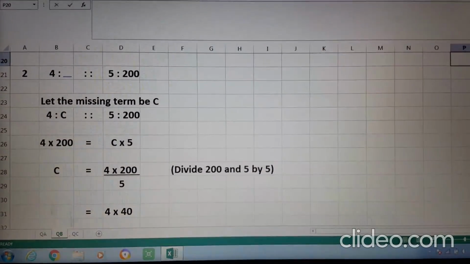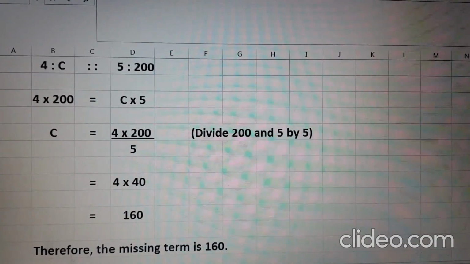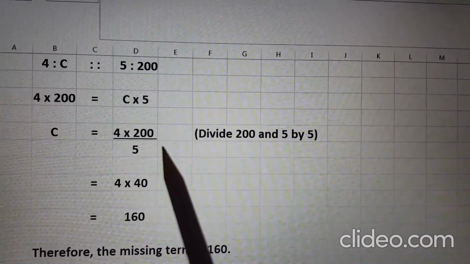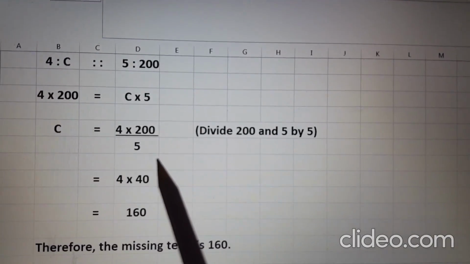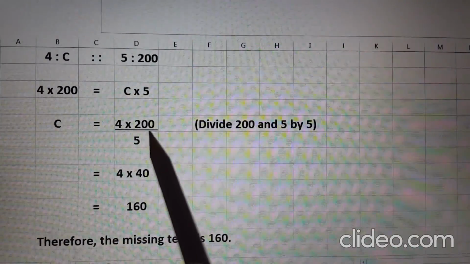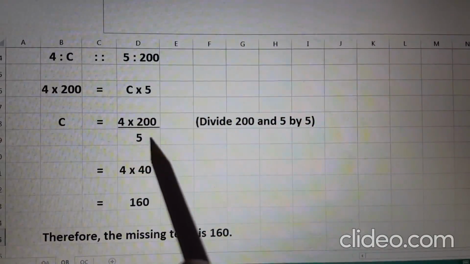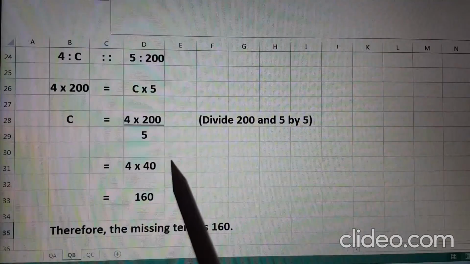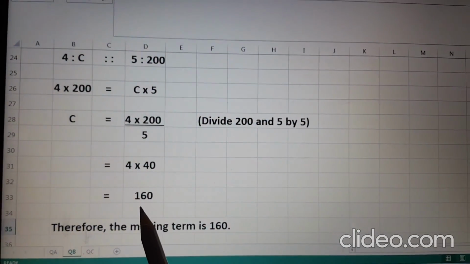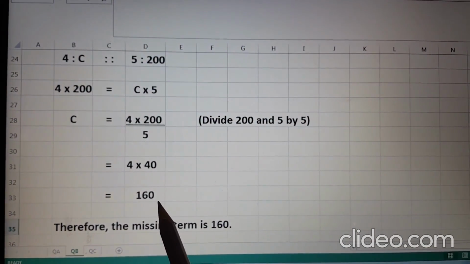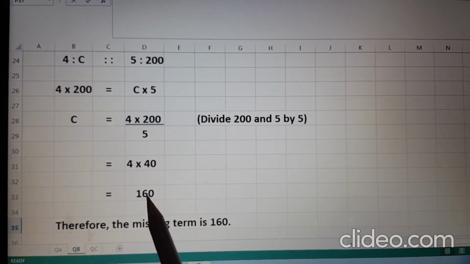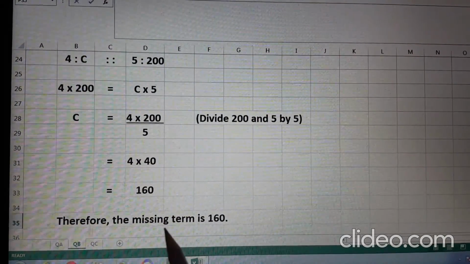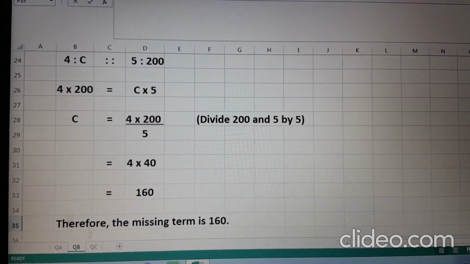Now we will solve the equation. Now we see that in 200 and 5, 5 is common, so we will divide 200 by 5. When we divide 200 by 5, we get 40. So 4 into 40 equal to 160. Therefore, the missing term is 160.